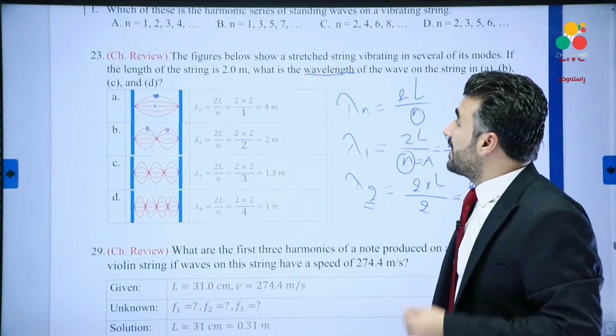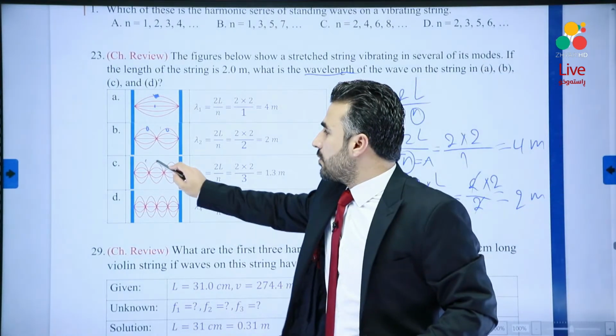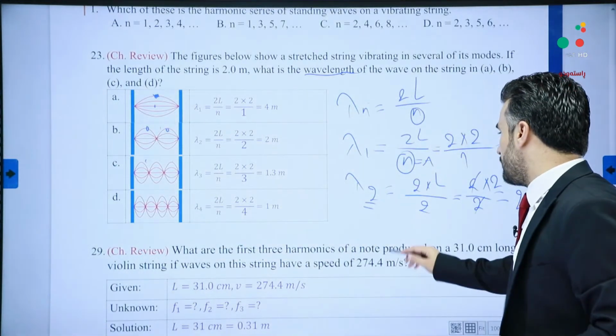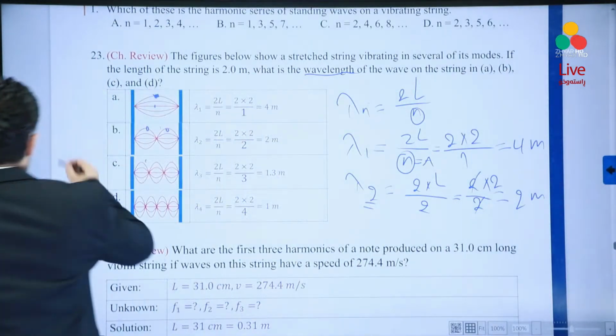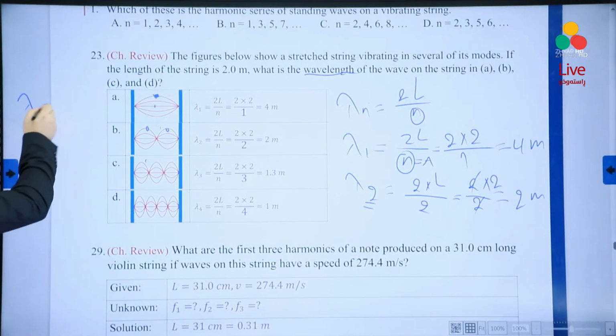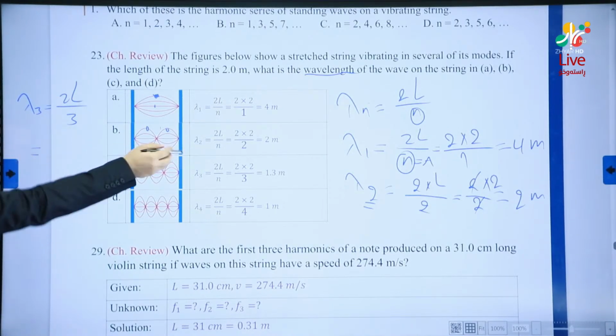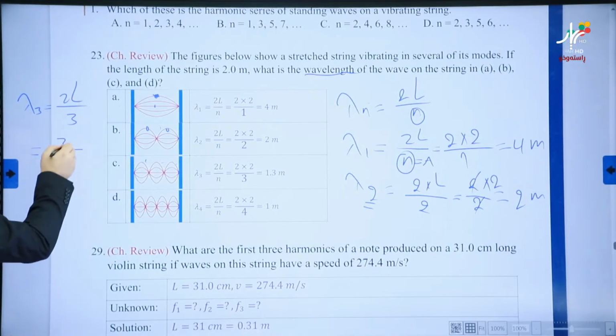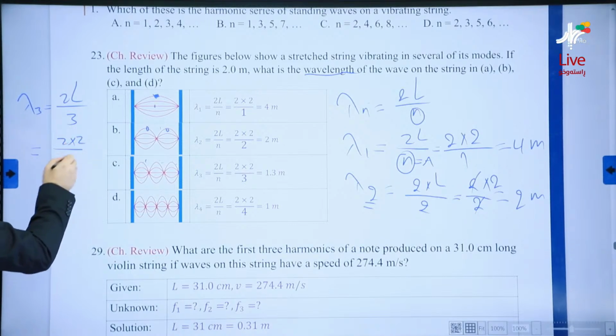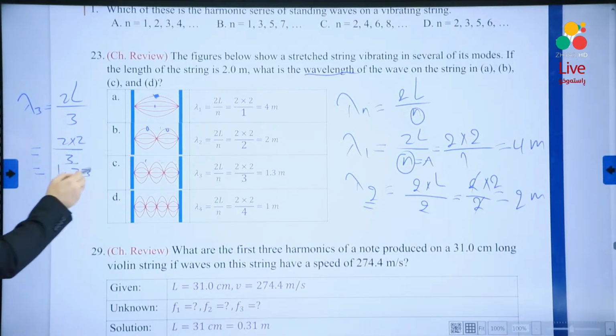What about the third one? Yes? In C, we have 3 antinodes. So of course, use the same equation. Let me do it at the other side. So we can say the wavelength, again, 2 times the length divided by 3, because we have 3 antinodes here. So 2 times 2, that is 4 divided by 3. That is going to be 1.33, yeah? That is in meters.